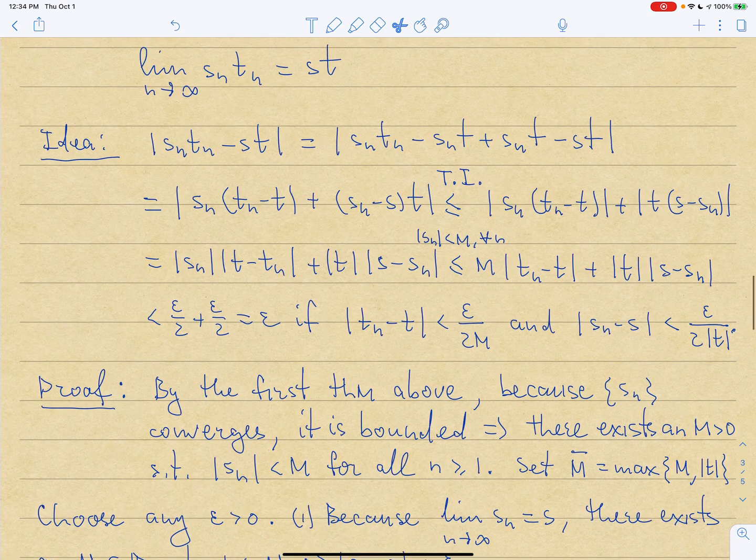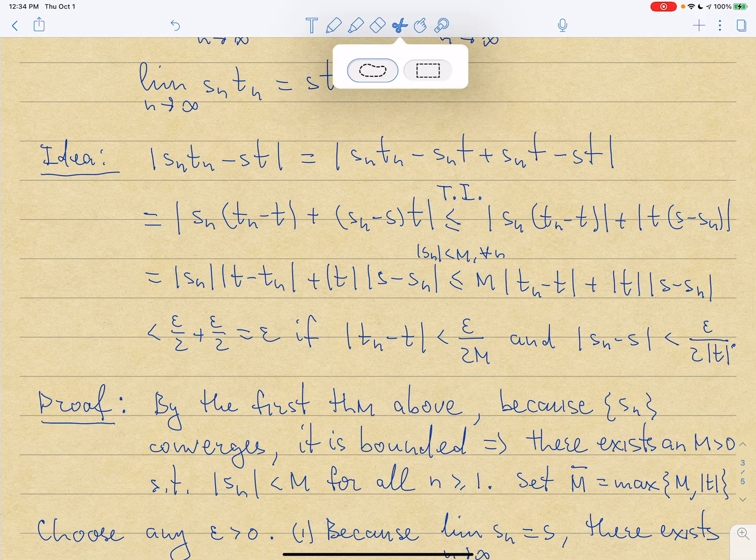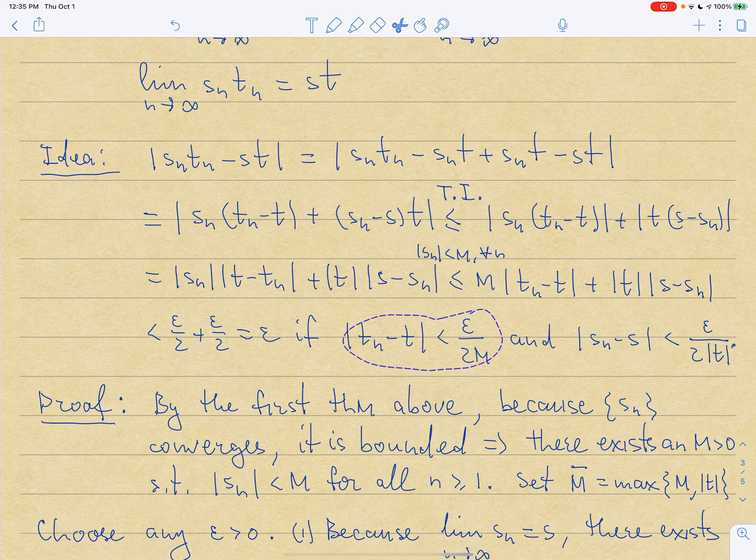And so I'm utilizing that property here because I know from the first theorem that we proved that a convergent sequence is bounded, so absolute values of elements of the sequence must be less than some capital M. So I can replace this guy by capital M and require that this term is less than epsilon over 2 and that term is less than epsilon over 2. And then you see that this will be achieved if these two inequalities are true.